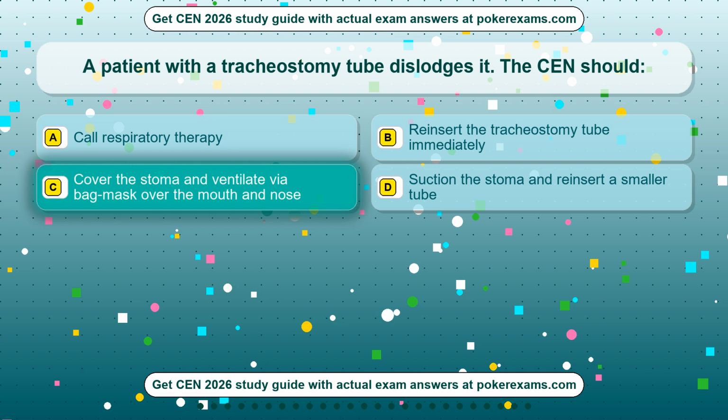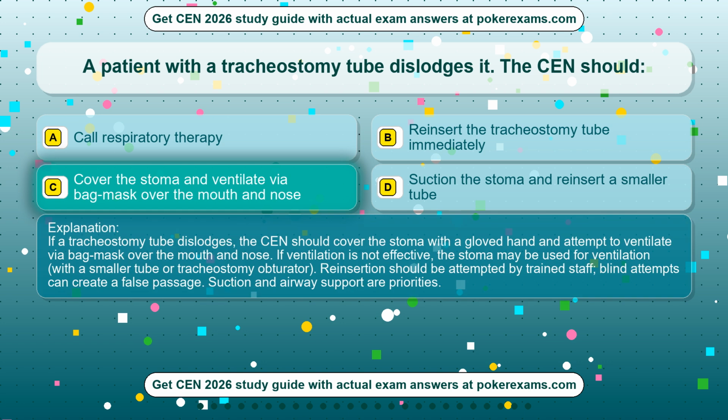Cover the stoma and ventilate via bag mask over the mouth and nose. If a tracheostomy tube dislodges, the CEN should cover the stoma with a gloved hand and attempt to ventilate via bag mask over the mouth and nose. If ventilation is not effective, the stoma may be used for ventilation, with a smaller tube or tracheostomy obturator. Reinsertion should be attempted by trained staff. Blind attempts can create a false passage. Suction and airway support are priorities.